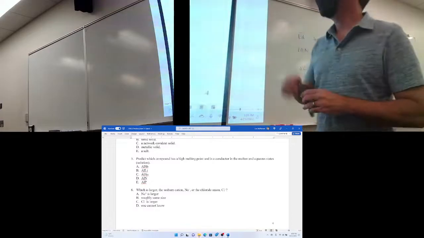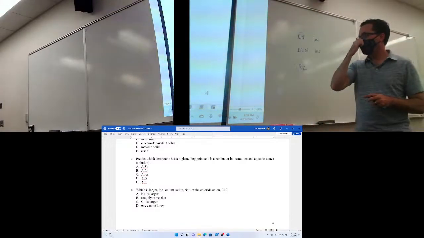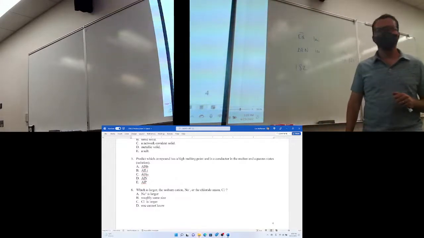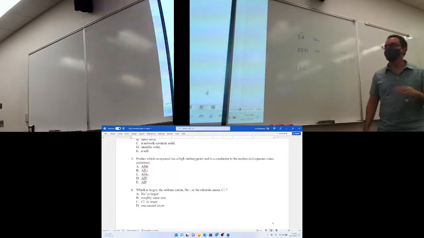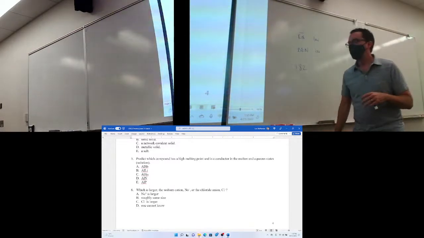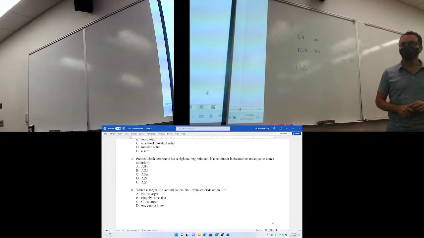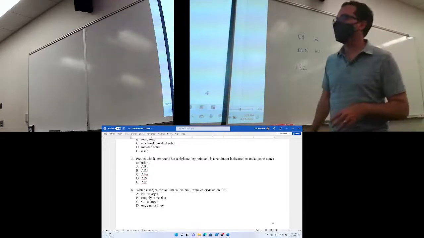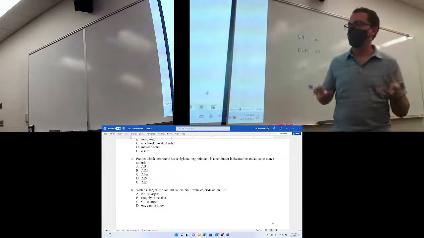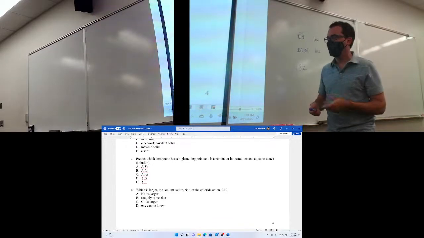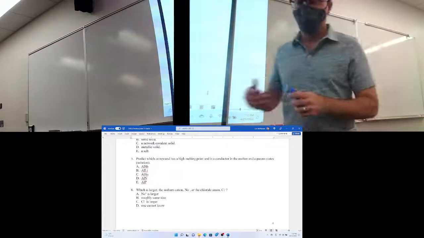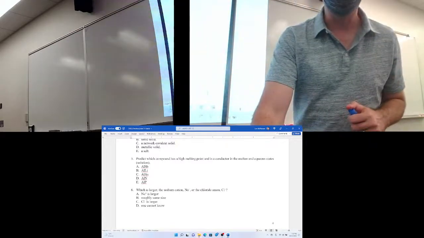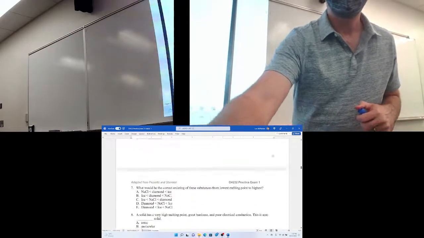All right, which is larger, the sodium cation or the chloride anion? So hopefully you would say the chloride anion is larger. Almost always, the anion is a larger ion than the cation is. Only when you do really extreme cases do you get a larger cation, like cesium plus might be bigger than fluoride, but I'm not going to give you those edge cases, right? Generally, the anion is bigger.